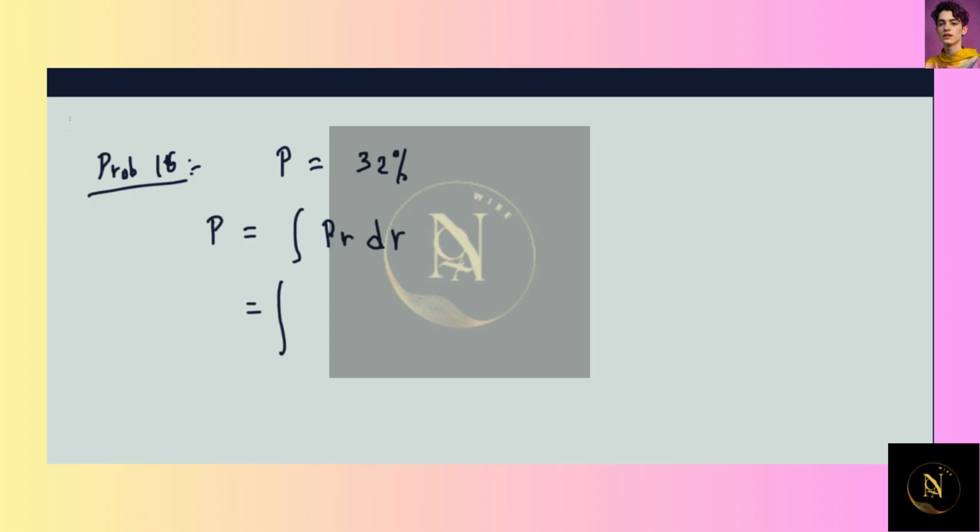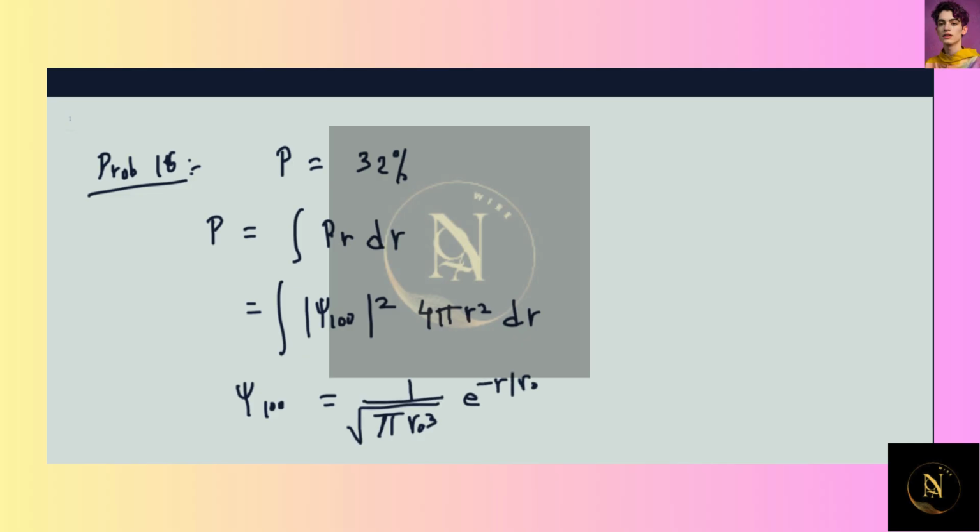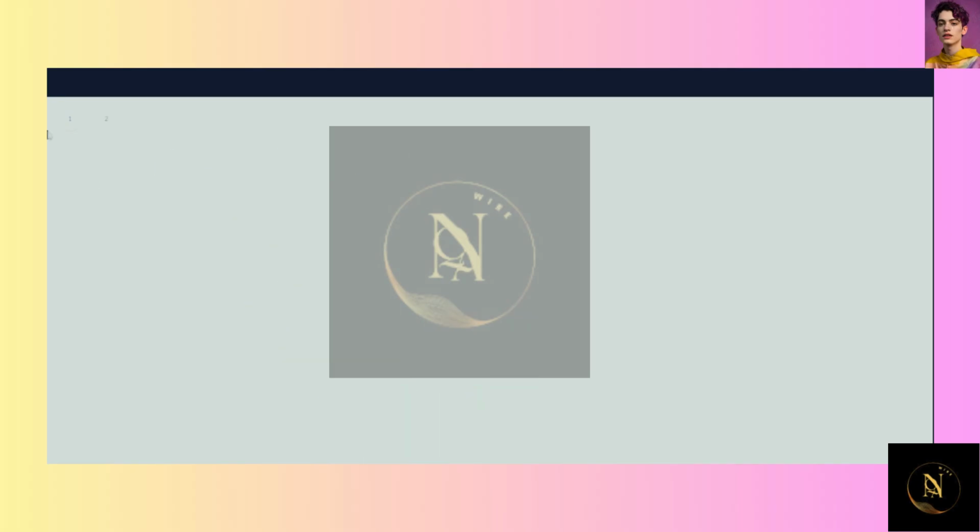Now P(r) is just probability density times 4 pi r square dr. So for ground state of hydrogen atom, we have the wave function equation 1 over square root of pi r naught cubed, e to the power minus r over r naught. So we basically substitute this wave function in the equation for P and calculate the probability of finding the electron.